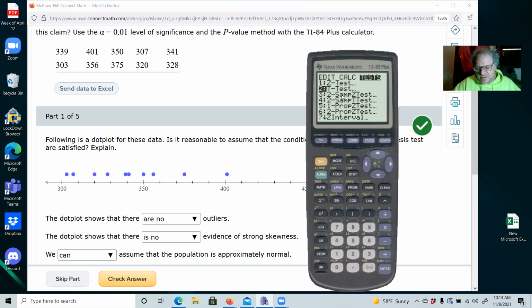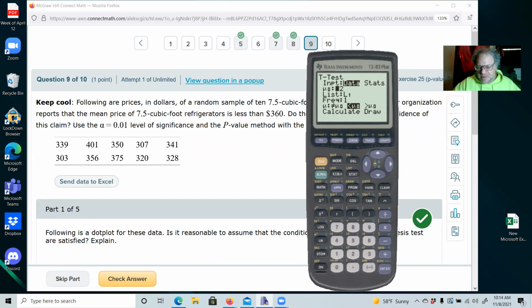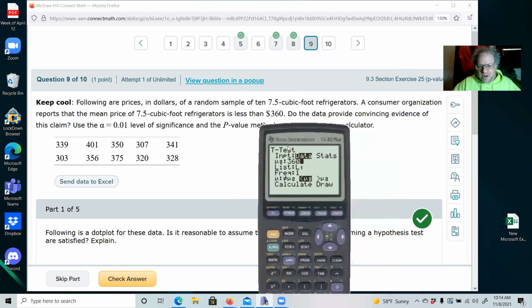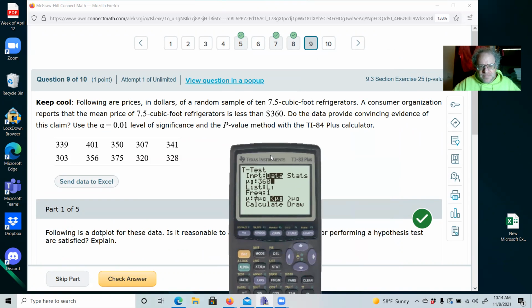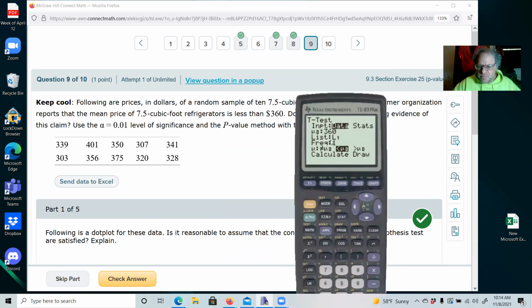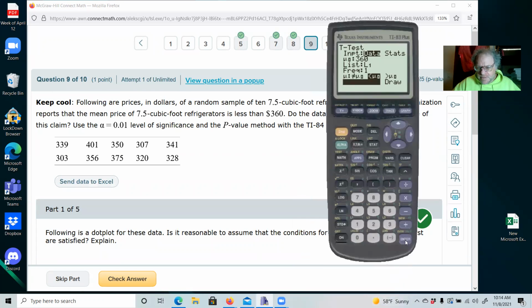I'm going to scroll down to where it says t-test. Okay, but that is what it takes. So our mu, right? What are we claiming? We're claiming $360. Okay, list 1 for consumer 1. And what do they want to know? They want to know if it is less than. Okay, so less than here. And let's calculate.